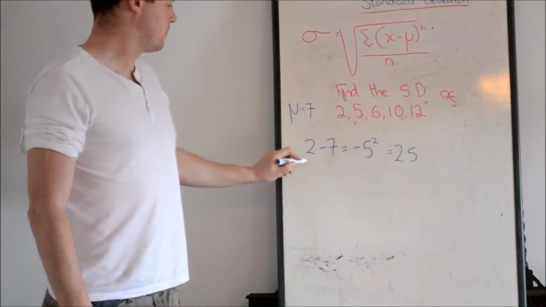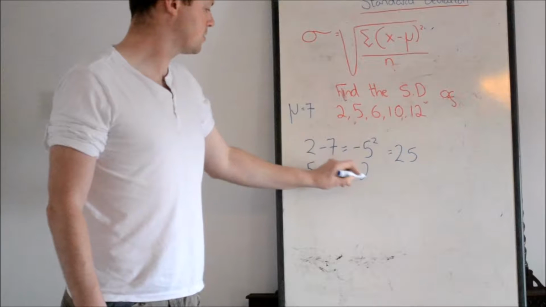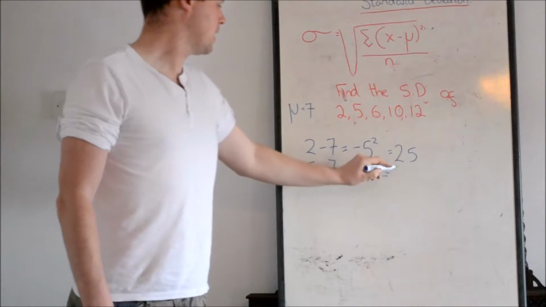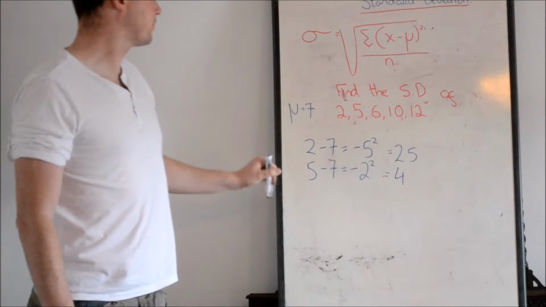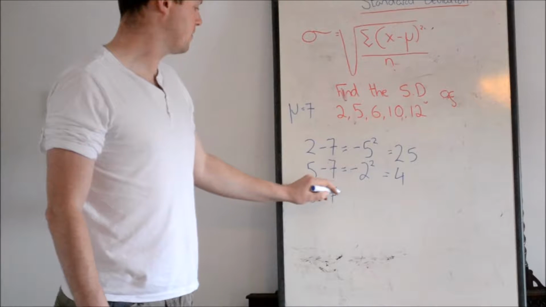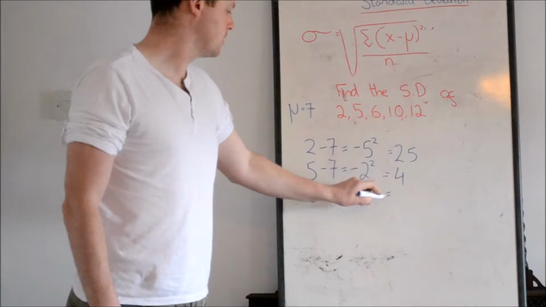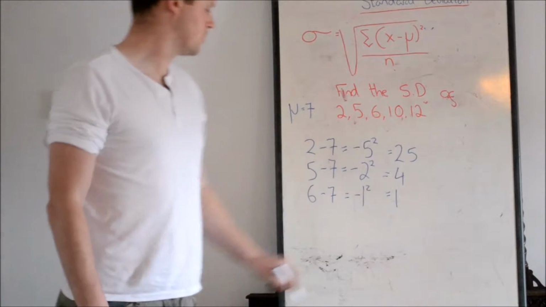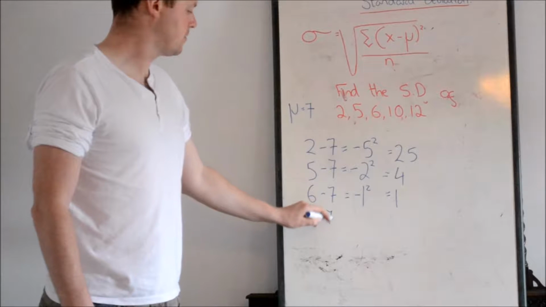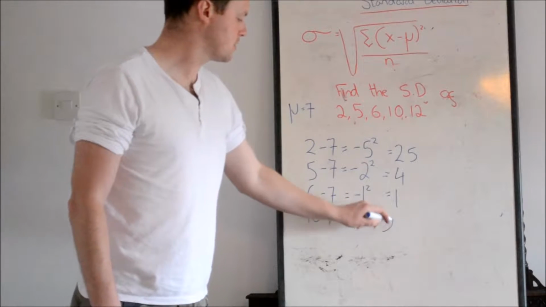Let's take our next number. 5 is our number now. So 5 minus 7 equals minus 2 squared. That's the reason we're squaring it. And we get 4. Next number, 6. 6 minus 7 equals minus 1 squared. And that gives us 1. 10 minus 7 equals 3 squared, which gives us 9.